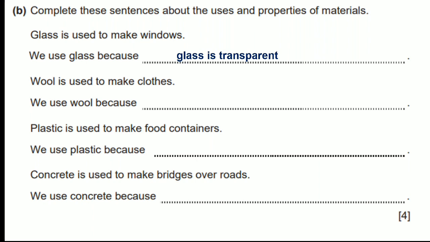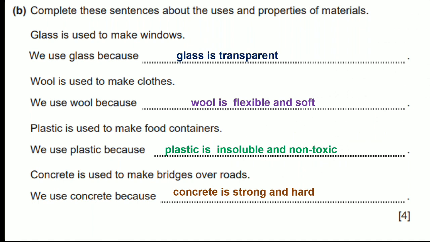Complete this sentence. Glass is used to make windows because glass is transparent. Wool is used to make clothes. We use wool because wool is flexible and soft. Plastic is used to make food containers. We use plastic because there are a lot of reasons actually. Plastic is insoluble and not toxic. Concrete is used to make bridges over roads. Why? It is strong and hard.